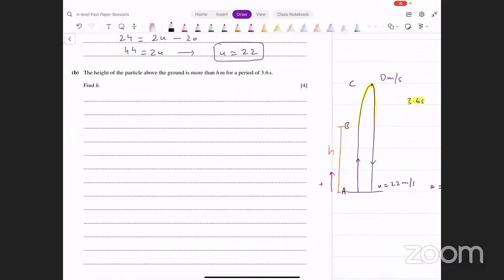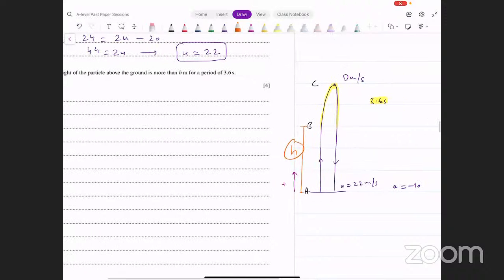अच्छा, A, B portion में हमें क्या पता है? Do we have any useful information for the part A, B? हमारे पास ज़्यादा information नहीं है A, B के लिए. We only know कि initial velocity 22 है, height h है, acceleration -10 है. हमें सिर्फ दो pieces of information हैं हमारे पास, -10 है और ये 22 है. दो चीजों से आप कुछ find नहीं कर सकते.